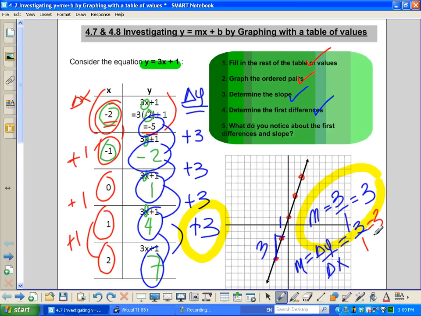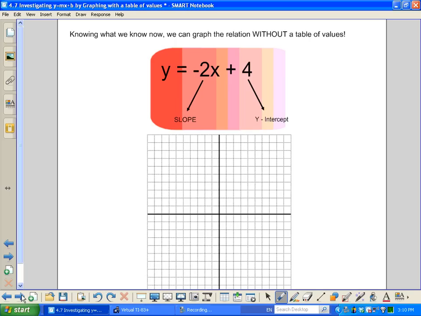Okay, so I don't want you to get that misconception. The first differences are the first differences, and the slope is the slope. They're both related, but not the same, unfortunately, okay? So again, we notice that the first differences and the slope are related, but are not necessarily the same.